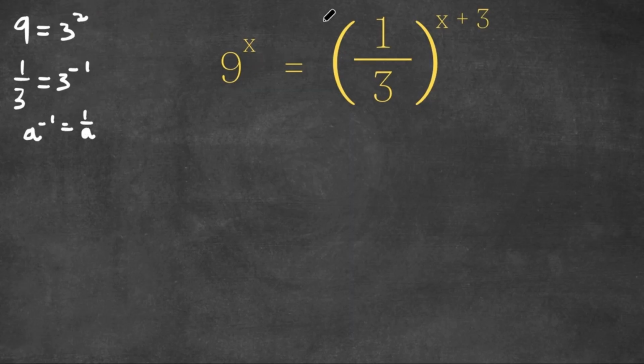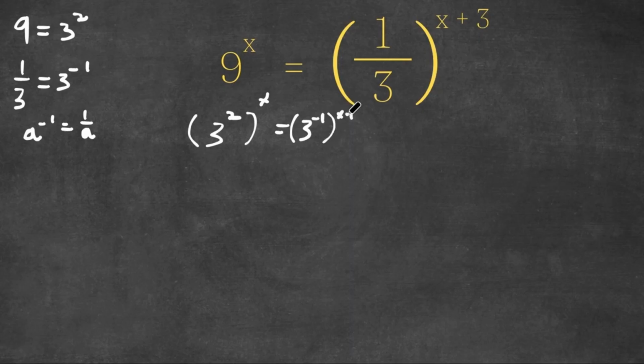So now we simply just replace these two terms with their values. So 9 is 3 squared, so now we have 3 squared to the power of x is equal to 3 to the power of negative 1 to the power of x plus 3. Now, if we have something in the form a to the power of m to the power of n, this is equal to a to the power of m times n.